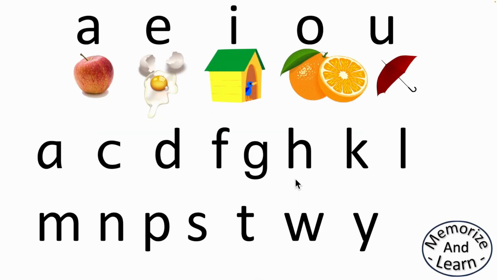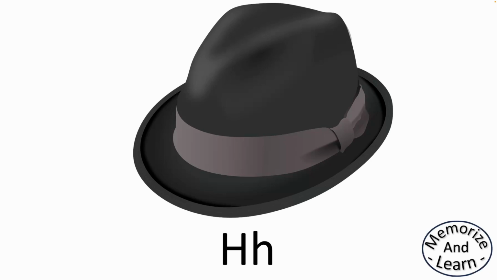H makes the sound H, like hat. H is also difficult because when you say the name of the letter H, you cannot hear the sound. The word hat begins with the sound H. Here's a capital H and a lowercase h.